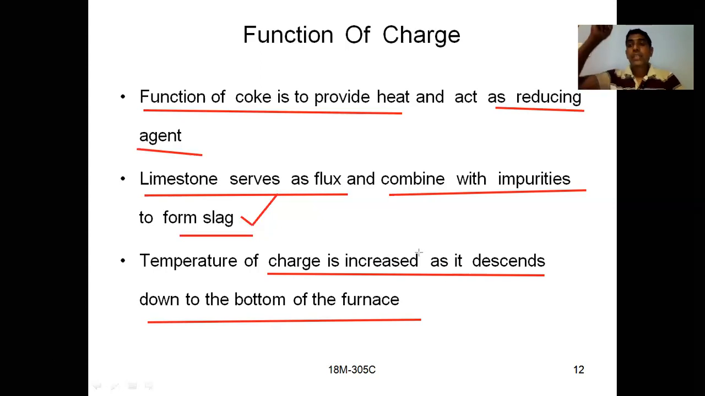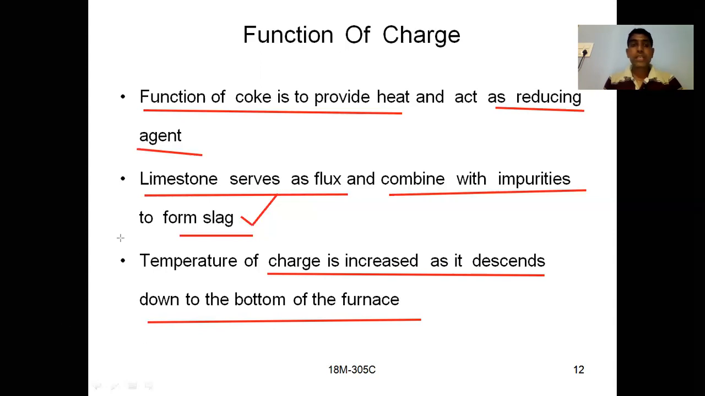At the top portion, that means at the throat portion, you have 300 degrees centigrade, and at the bottom portion you have 1600 degrees centigrade. That means when it is moving down, the temperature increases from 300 to 1600 degrees centigrade. Okay, so this is a very important topic, the function of charge.